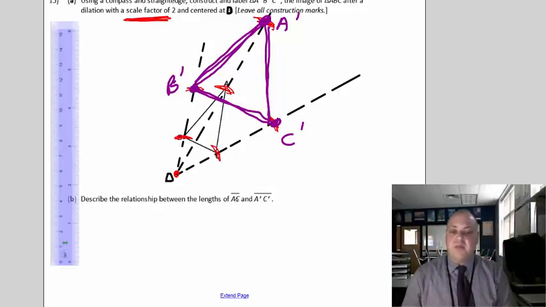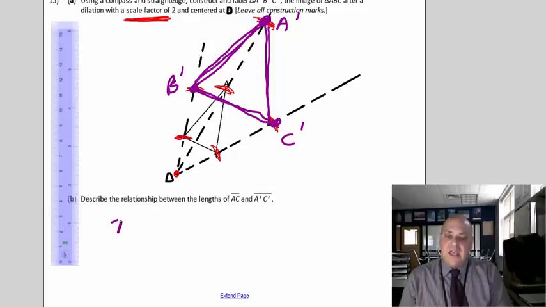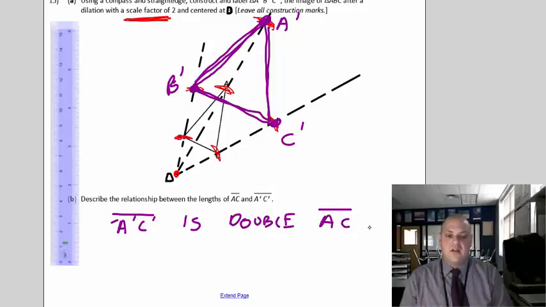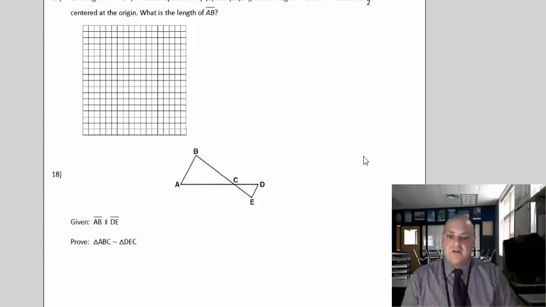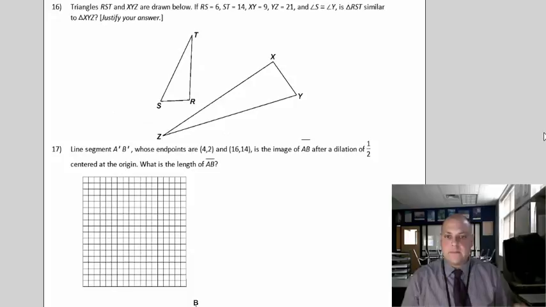Describe the relationship between AC and AC prime. A prime C prime is double AC. Okay, double the length of AC. And a couple more here.